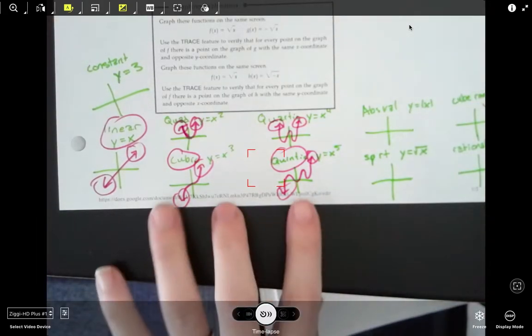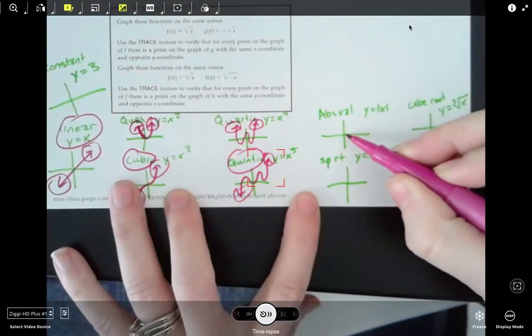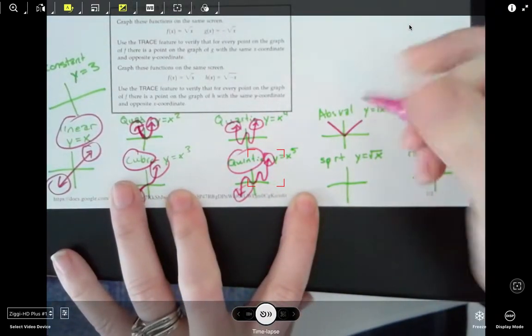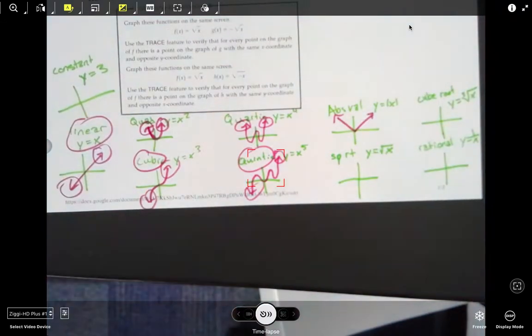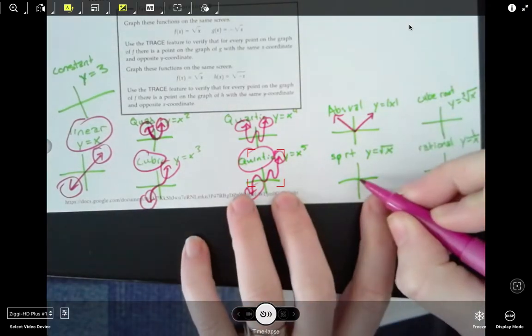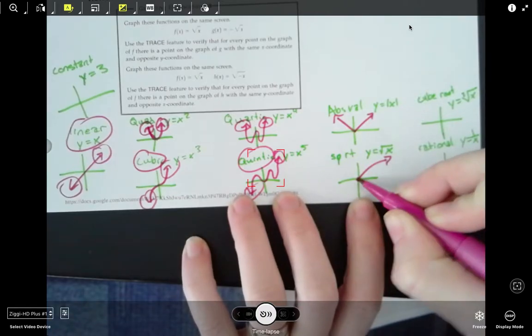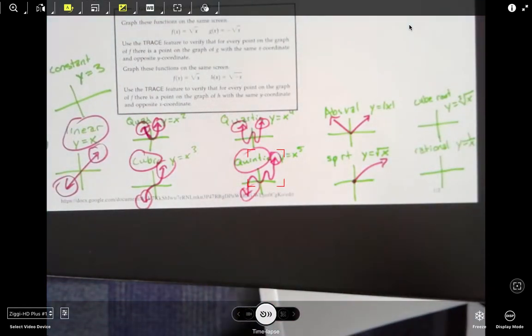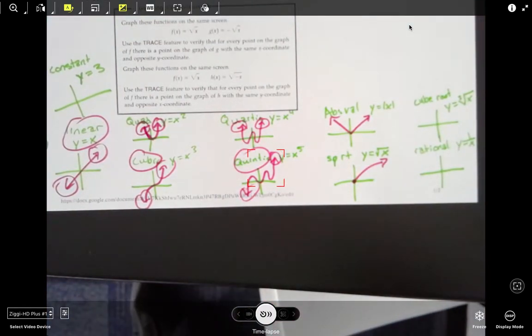Absolute value, what does he look like? A V. Exact 45-degree angles until we start stretching him out, okay? Square root, what's he look like? That thing. He stops here. He does not go on forever that way. Why? Because you can't have a negative inside of a square root.